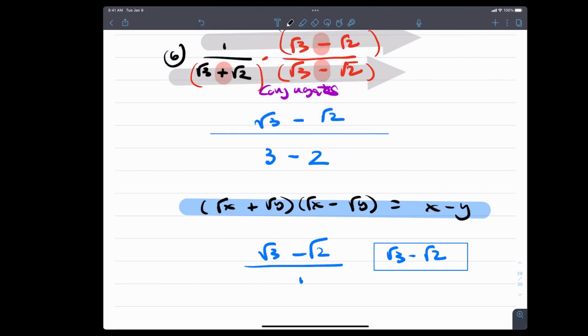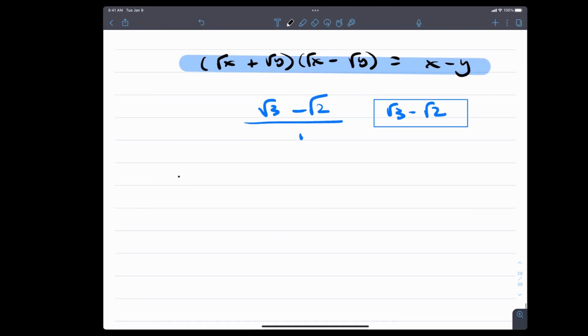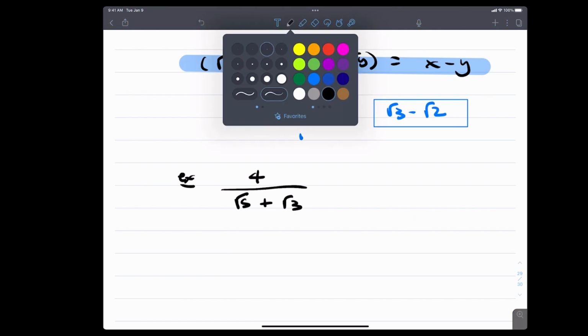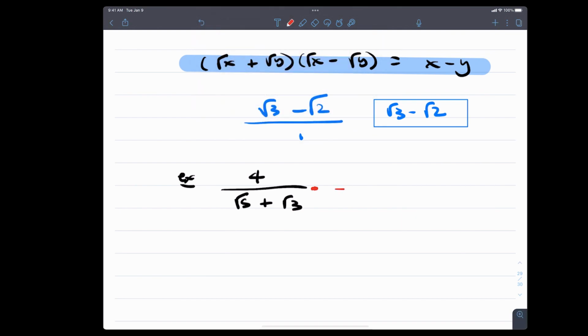All right, ladies and gentlemen, there it is. So now that we're nice and warm, you say, well, how do we do more of these? Well, they can give you 4 over the square root of 5 plus the square root of 3 now. And in that case, once again, what do you guys do? Square root of 5, square root of 3, square root of 5, square root of 3. The sign is now what? Yes, it's going to be negative. Good.